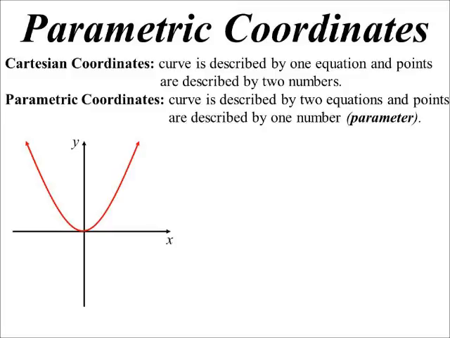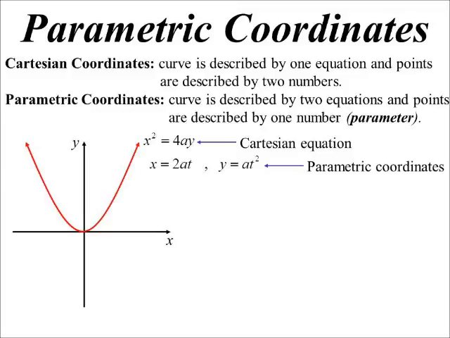Here's our good old standard parabola, and now we've seen it as x squared equals 4ay. We can work out focus and directrix and all that sort of stuff. But that's the Cartesian equation. The parametric equation is that, (2at, at squared). It's still the same curve, but the difference is, rather than knowing the equation for the whole curve, we just have an equation to work out the x coordinate and an equation to work out the y coordinate.